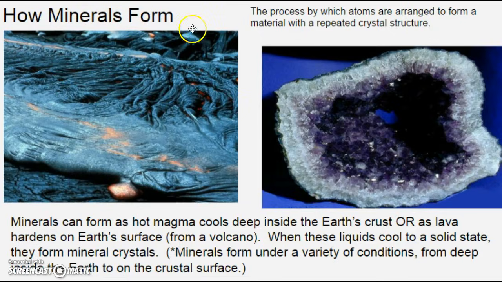So how do minerals form? Well, it's the process by which atoms are arranged to form a mineral, or any material, with a repeated crystal structure. Minerals can form as hot magma cools deep inside the Earth's crust, or as lava hardens on the Earth's surface, right? Some, say, from a volcano. When these liquids cool to a solid state, they form the mineral crystals. So minerals form under a variety of conditions, from deep inside the Earth to on the crust's surface.